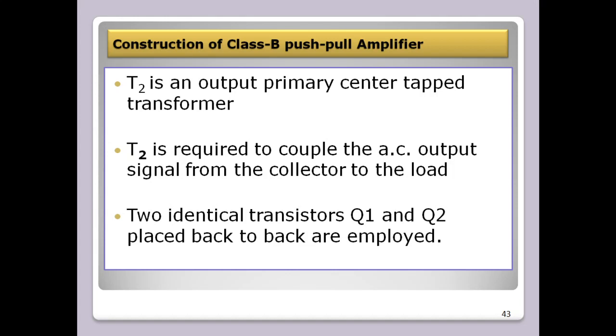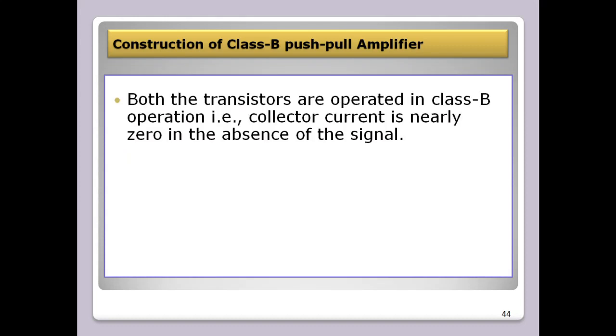Two identical transistors Q1 and Q2 are placed back to back here. Both the transistors are operated in class B operation, that is, collector current is nearly zero in the absence of the signal. That is the advantage of class B, because it is biased such that there is no collector current during the zero signal conditions. Means if there is no input given.